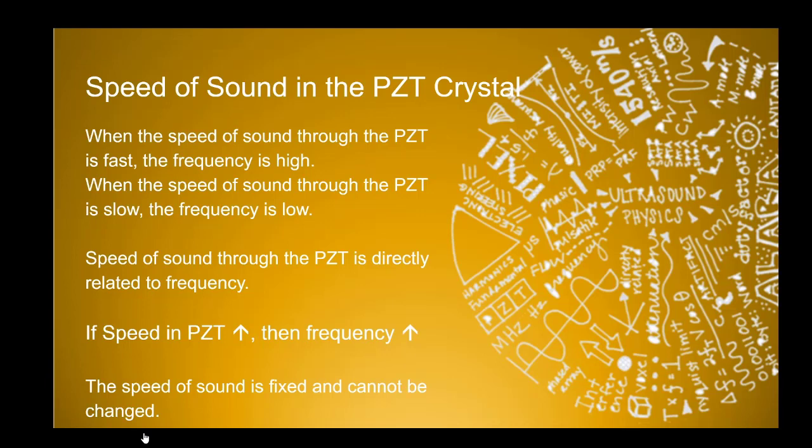So when the manufacturers want to make a 5 megahertz transducer, then they make their PZT crystals so that it'll create a 5 megahertz sound. It's not something that we can go in and change. It is inherent to the transducer based on the way that it's made.